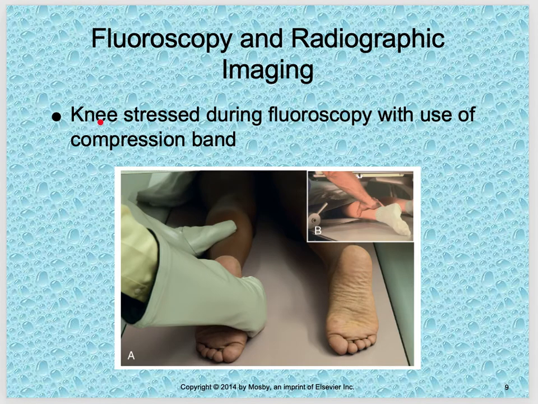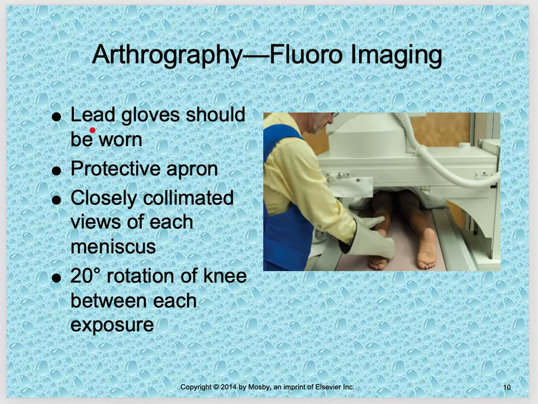So when they used to do imaging, the knee was stressed during fluoroscopy with use of a compression band. So you can see that there's a compression band right here across this knee. And then the radiologist with the lead-lined gloves, or this fella here without, they're going to move that knee to certain positions. And then sometimes they're going to take still images with fluoro, or they're going to fluoro while they're doing it, just to make sure that that knee is moving, that the contrast material is being moved around within that knee joint before they go ahead and go to MRI or CT.